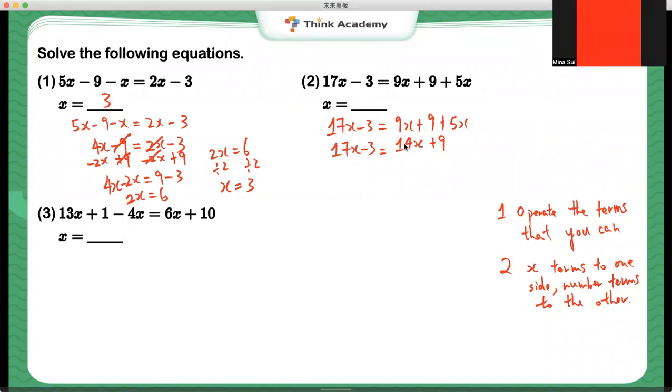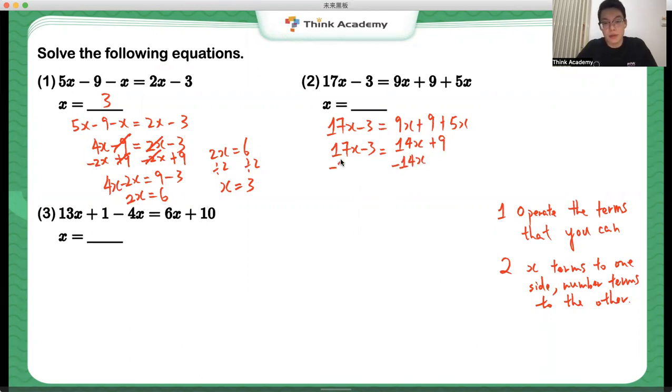And the next step is that I can move x terms to one side, number terms to the other. So I can probably just cancel out the 14x because it's the smaller quantity. So we want to cancel it out, right? And then I don't have any x on the right-hand side. All the x are on the left-hand side, which means that the next step is going to be moving all the number terms to the other side.